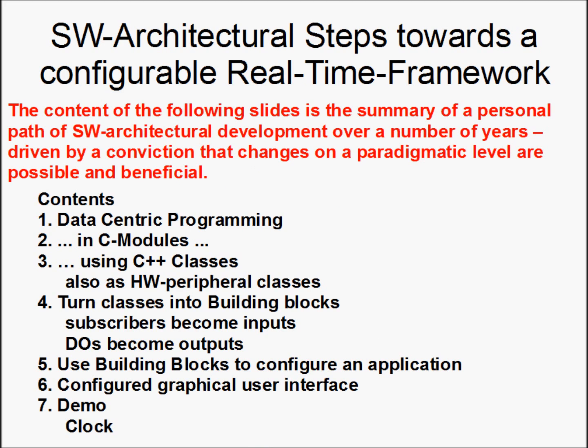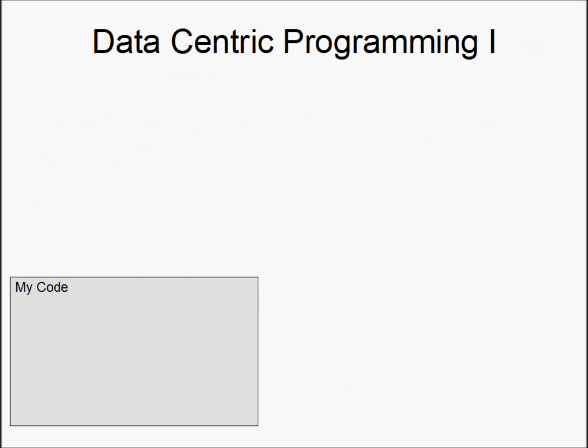The contents are a sort of very fast forward of steps in software architecture that I have taken over a number of years. These steps started with data-centric programming, which in combination with strict modularization went on to object-oriented programming. The runtime configurability is then achieved by turning classes into building blocks that publish their inputs and outputs to a building block framework. Finally, I'll show you a quick demo and how it's created on the fly. Let's start with data-centric programming.